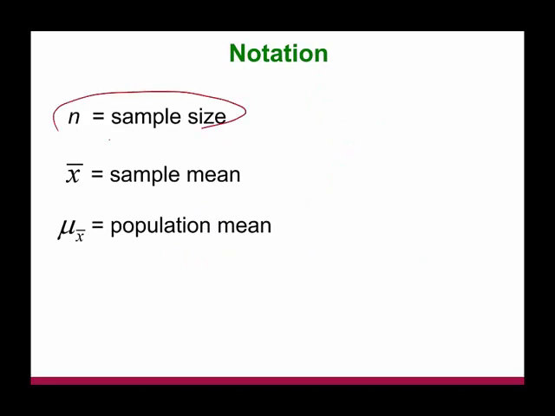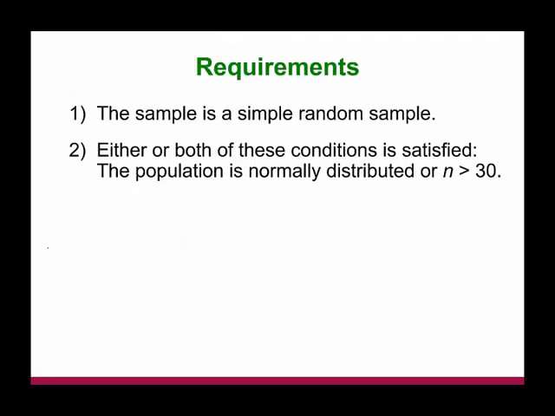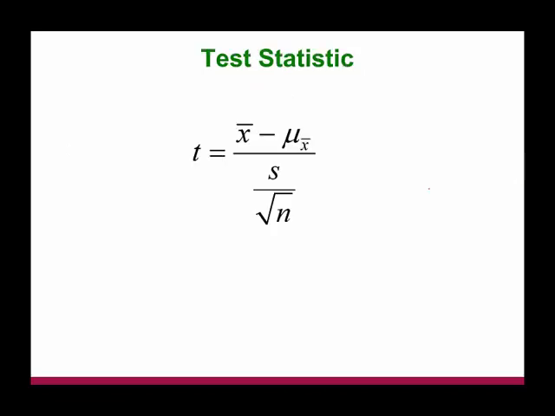And here n is the sample size. X bar represents the sample mean. Mu of x bar is the population mean. The sample is a simple random sample. Requirements to perform the hypothesis testing using a Student t-distribution: either the population is normally distributed or the sample size is greater than 30. The test statistic is t equals the sample mean minus the population mean, divided by the sample standard deviation over the square root of the sample size.